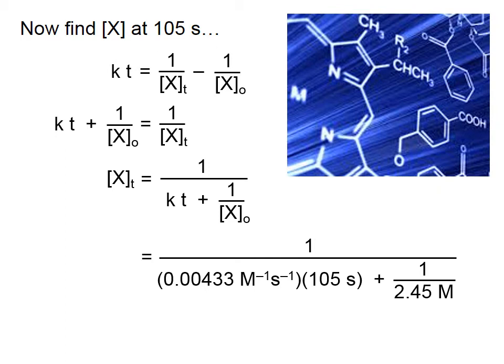We've got our rate constant, we've got the time in question, 105 seconds, and you can see there's in the denominator 1 over our initial concentration. Type that into your calculator, and we get 1.16 molar. Not surprisingly, that's lower than our initial concentration of 2.45, because of course this material is going to be consumed, so its concentration is going to drop over time.